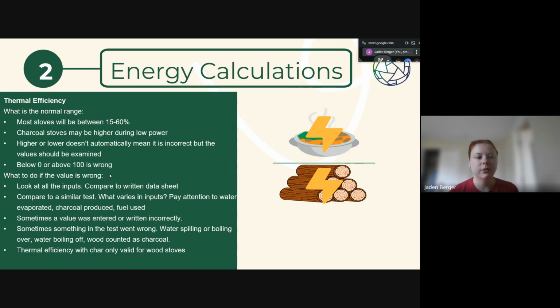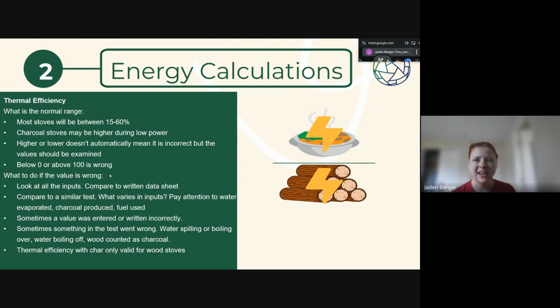So what do we do when those values are wrong? My first step is always looking at the inputs, like I said. This is why I'm going through all these equations and saying what all of the inputs are, because then I can look through. The first step I'm going to do is look at my digital data sheet and my written data sheet and see that those inputs are exactly the same. Sometimes it's as simple as something was just typed incorrectly, and that's a really easy fix.